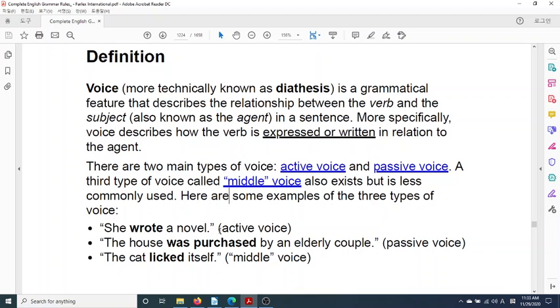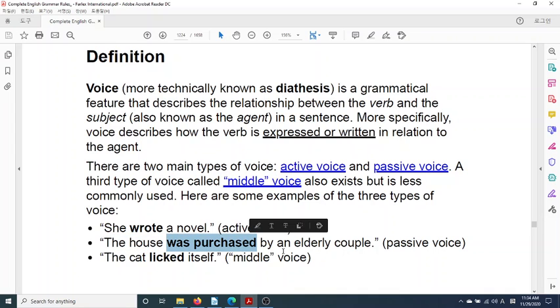Let's start with the active. Like I said, this is how most English works. She wrote a novel. The subject is she. And what's the verb? Wrote. It is an active voice. The subject is actively doing the verb.